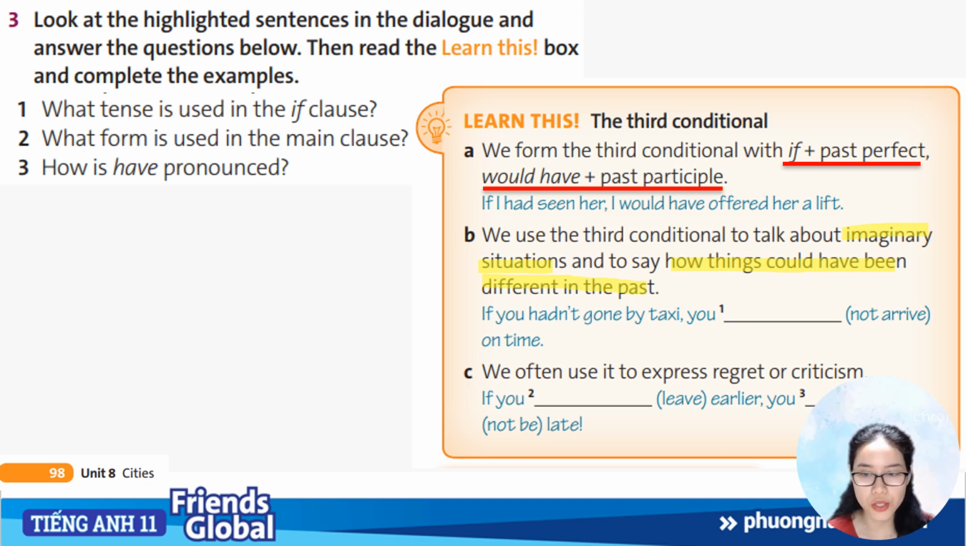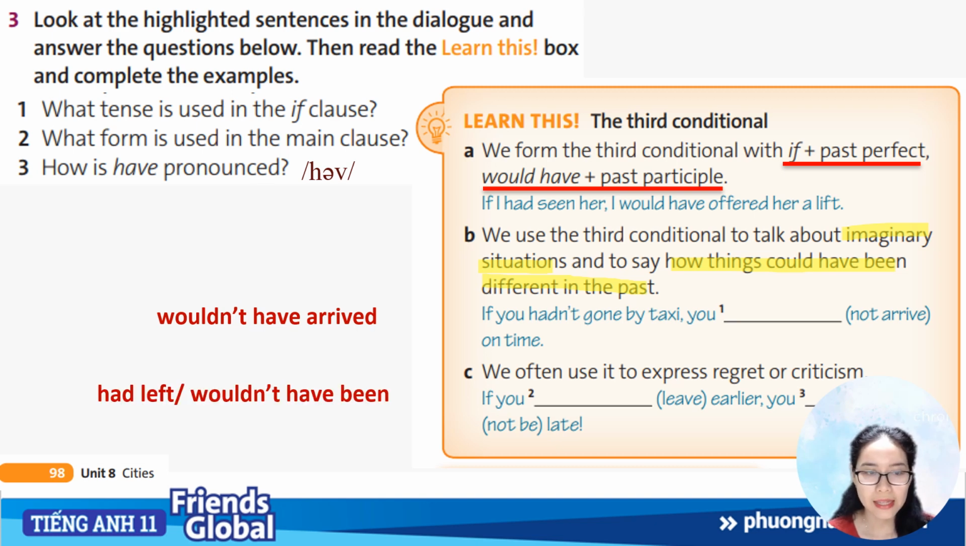And if you listen to the recording, we can hear that the word have is pronounced /əv/. Okay. If I had seen her, I would have offered her a lift. Now, let's look at the example sentence in B. If you hadn't gone by taxi, you wouldn't have arrived on time. And number 3 and 2. In C, if you had left early, you wouldn't have been late.